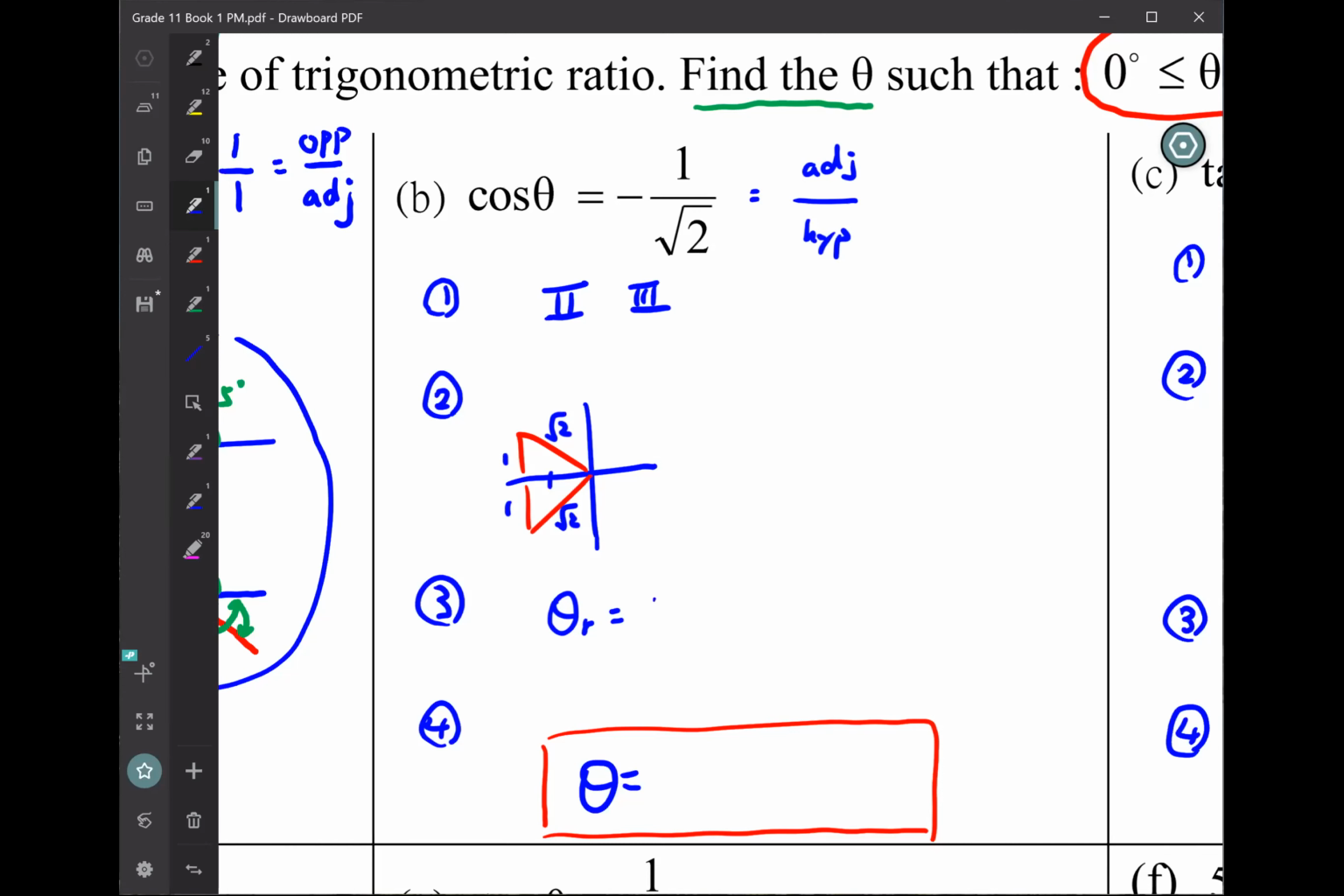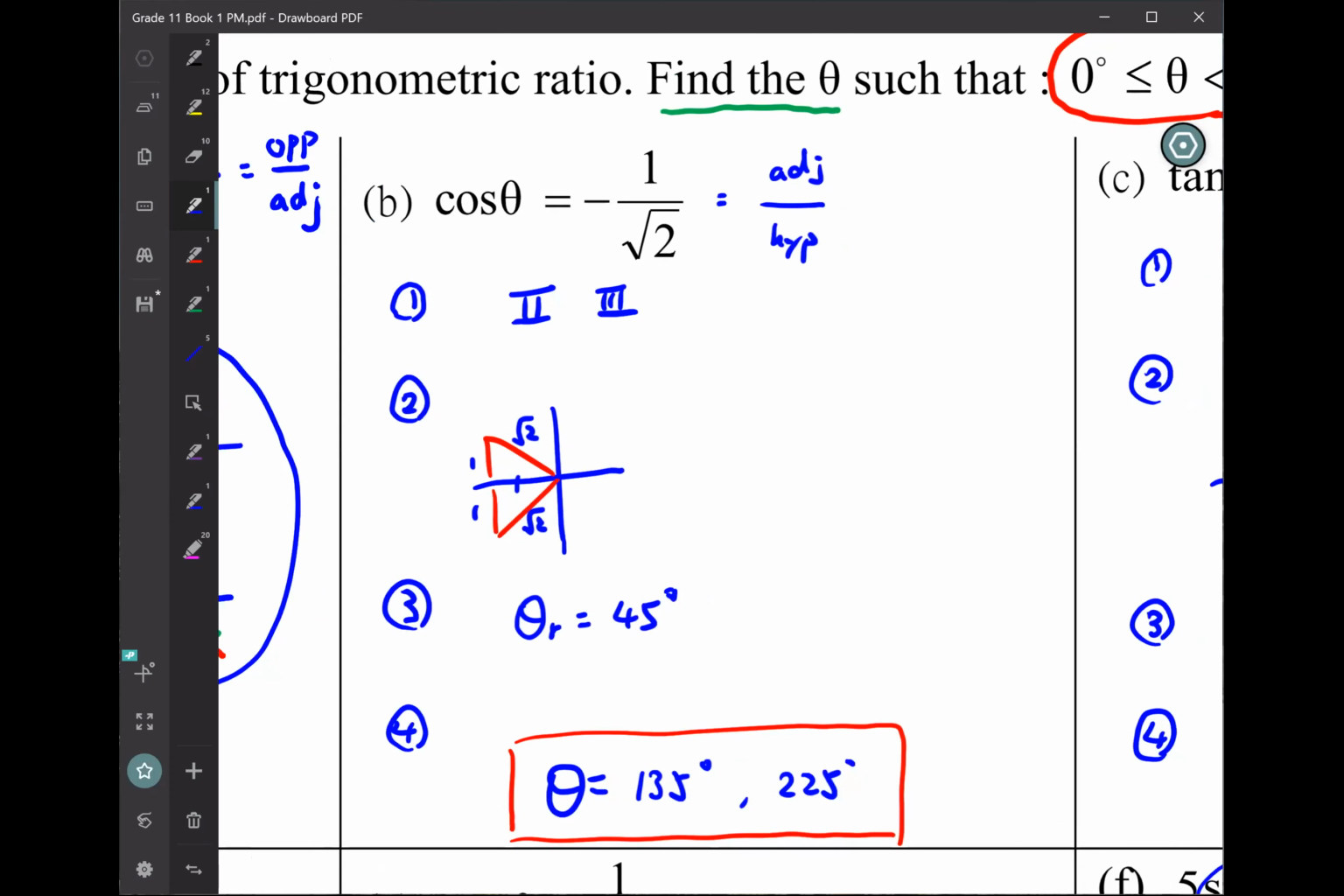45 degrees. Yeah, very good. This one is an isosceles triangle. Okay, Harry, what are your 2 answers then? 135 degrees and 225 degrees. Yeah, very good. Does anyone have a question about the 2 answers, how to get them?